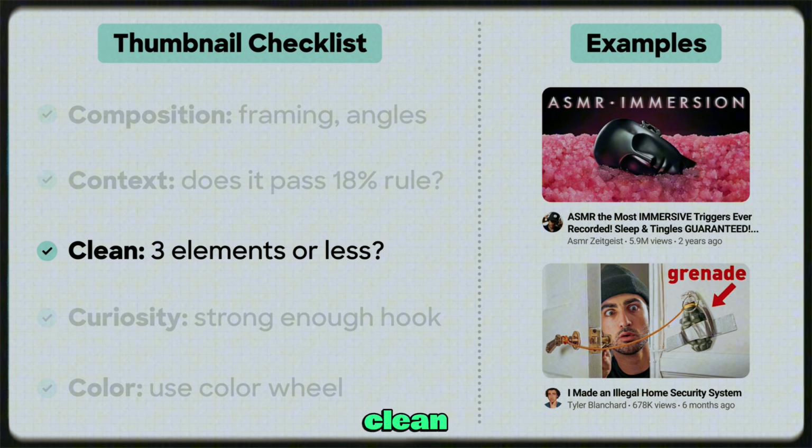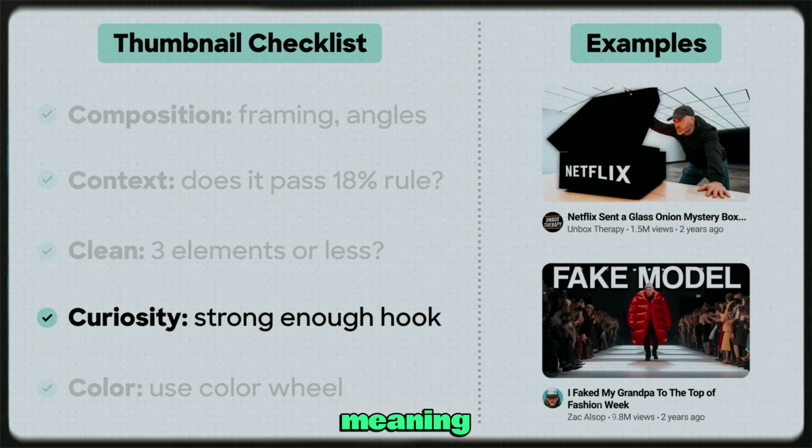It's simple and clean. The next C is curiosity, meaning, does your thumbnail pose a question that viewers immediately want answered? And this could be done with blurring or blocking out of an element like Unbox Therapy did, or contradicting something like you see in this fake model thumbnail that Zach did. And again, this one has great composition too. Look at those leading lines. They just draw your eye in. So the more C's you could check off the list, the better.